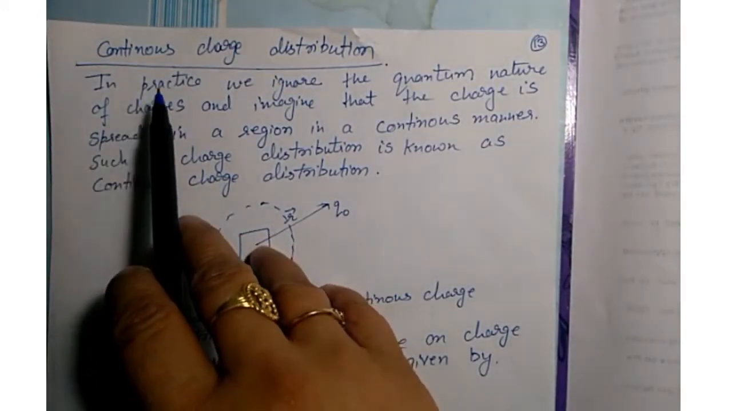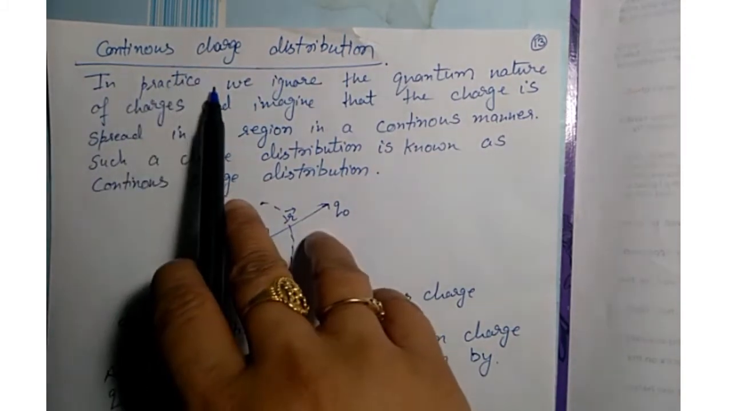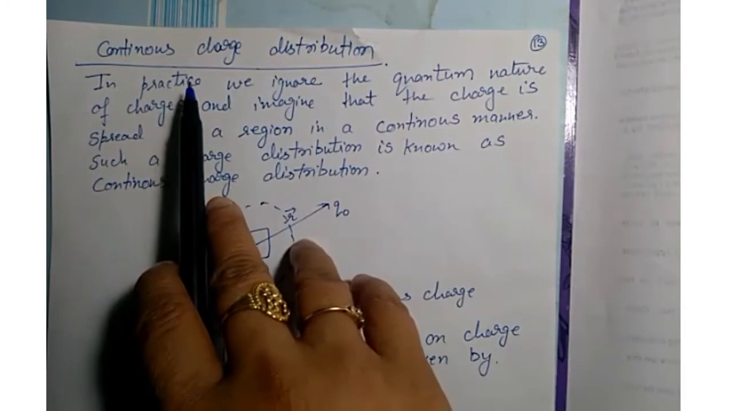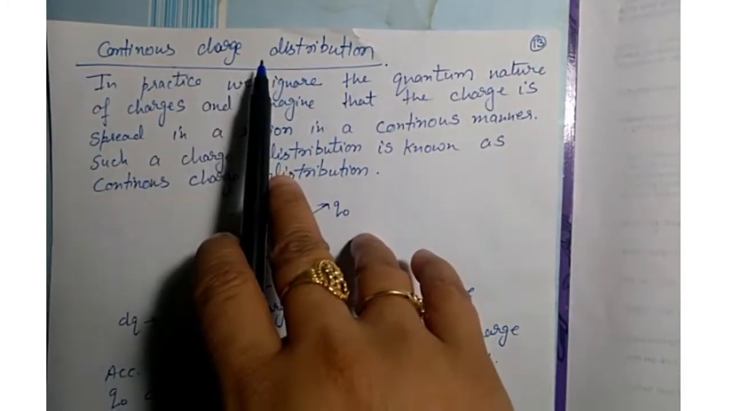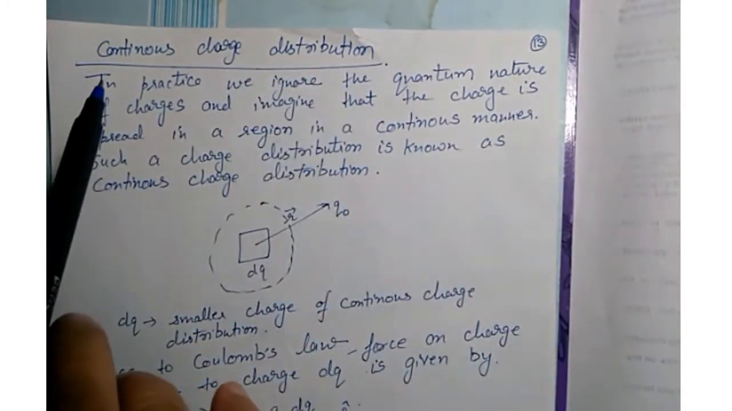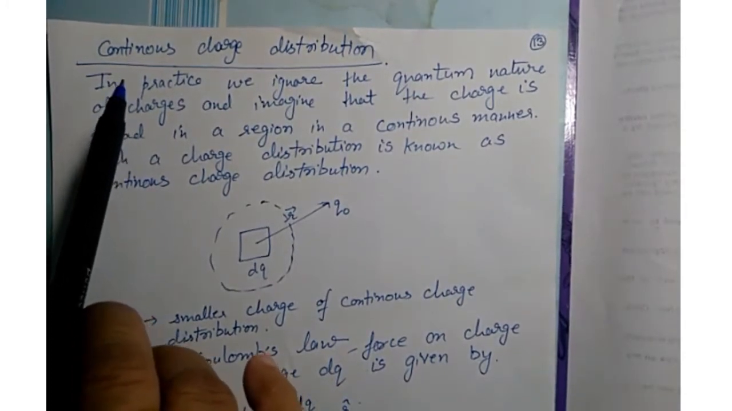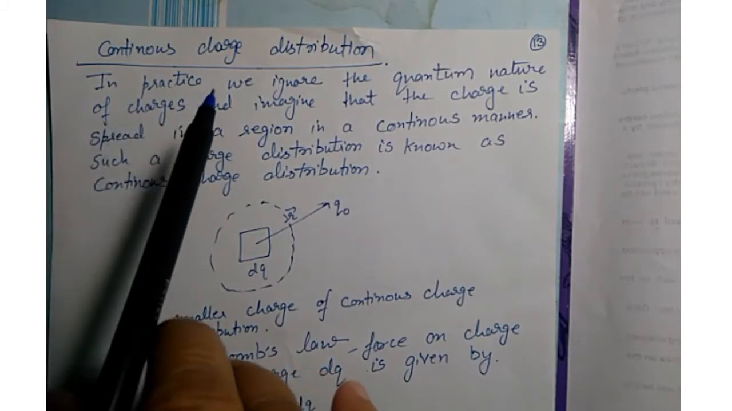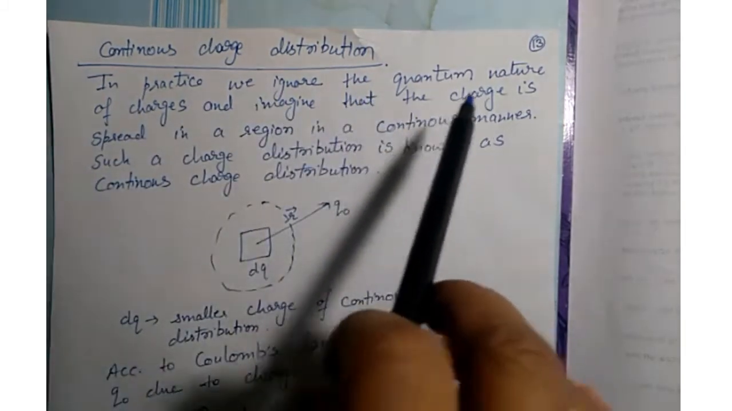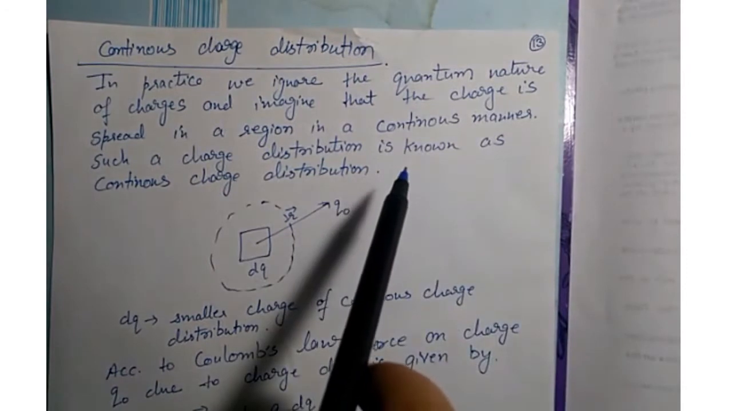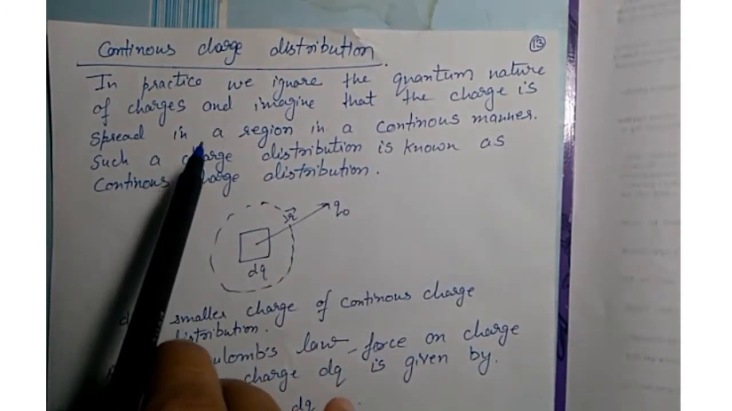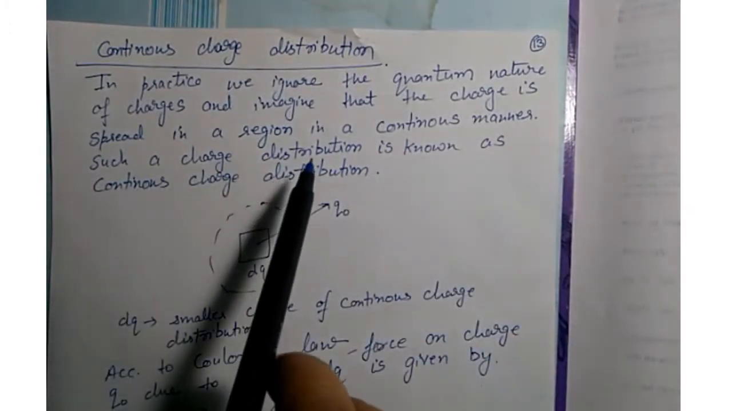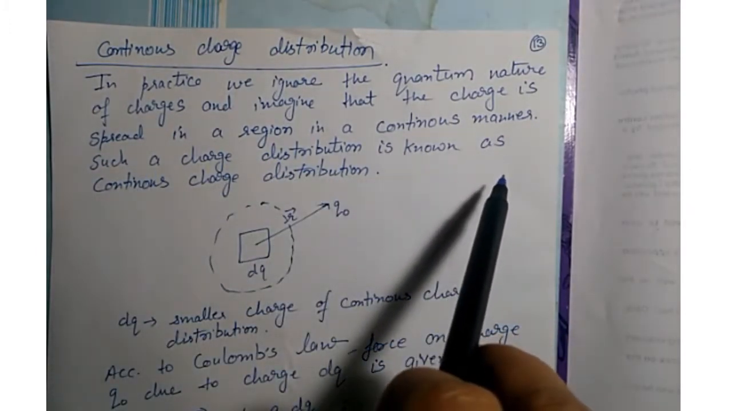Students, our next topic is continuous charge distribution. As the name suggests, the charges are distributed or spread over an area continuously. Basically, in general practice, we ignore the quantum nature, that is, the minute size of the charges, and imagine that the charge is spread in a region in a continuous manner.